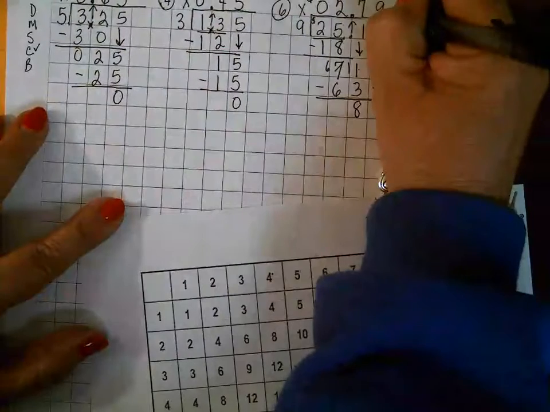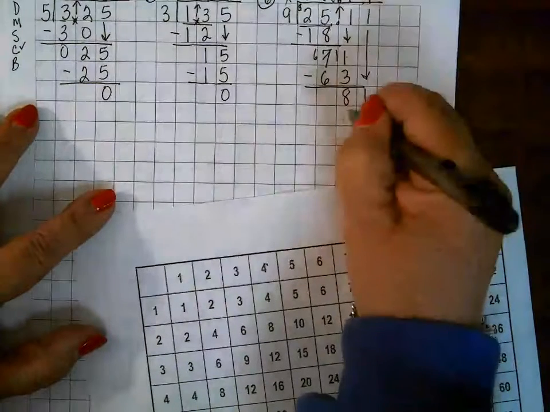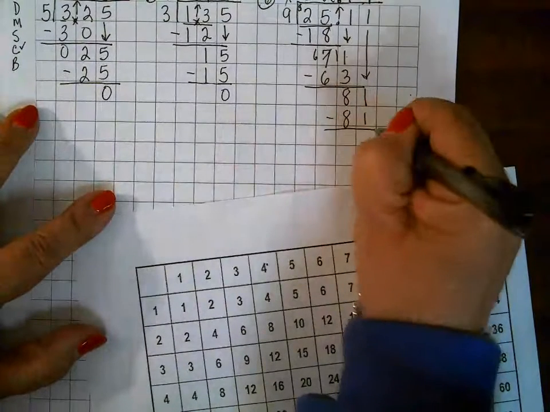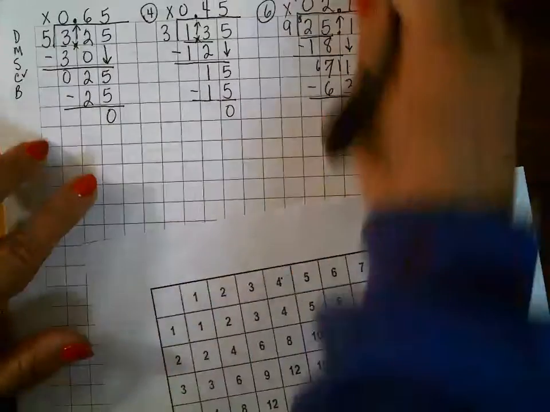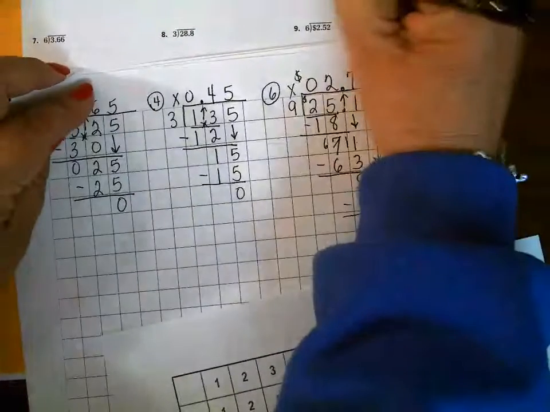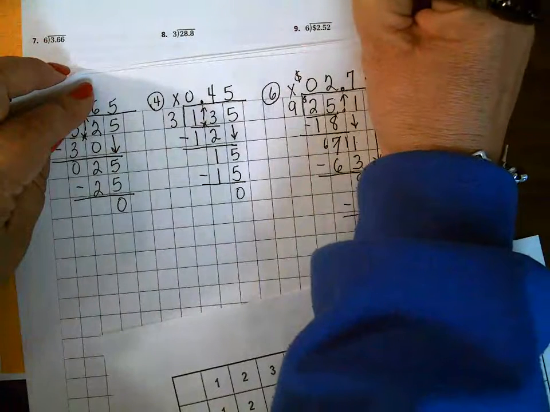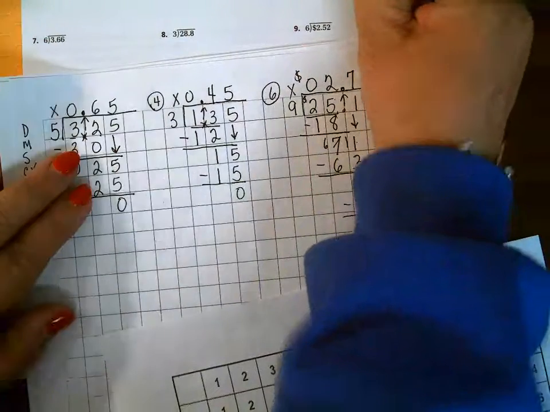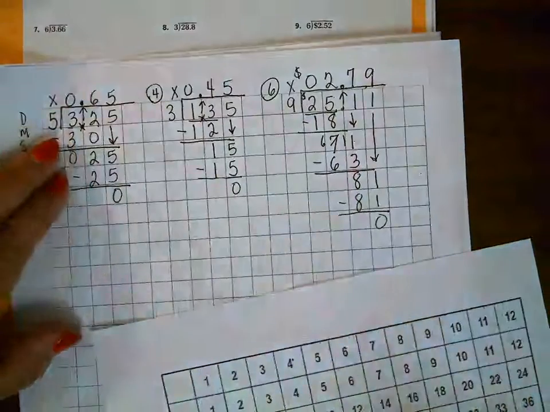And so this becomes a 9. 9 times 9 is 81. Then I subtract out, and it's 0. So the answer is $2.79. And number 8.